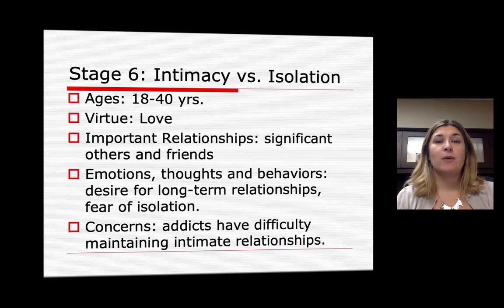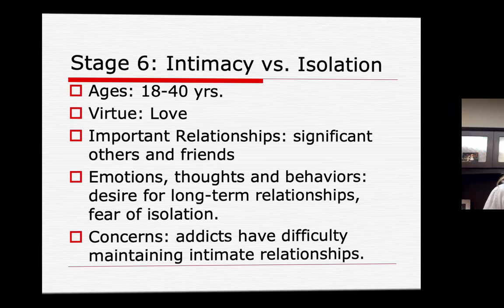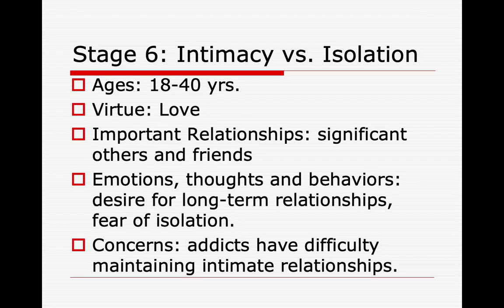Stage 6, which is known as the young adult stage, is when individuals begin to search for companionship or love. Individuals begin to search for relationships that provide intimacy, or if they're not able to find intimacy, then they might fall into the realm of isolation. Isolation is a downward spiral to drug use and may occur alongside isolation. Significant relationships to consider in this stage include intimate partners and close friends.